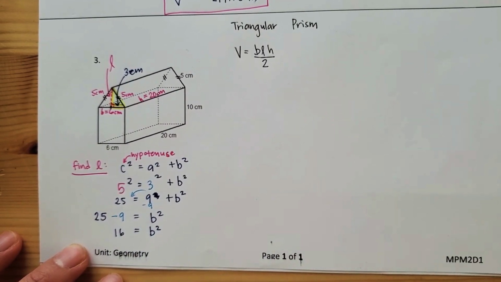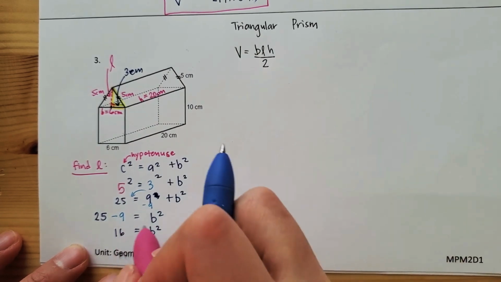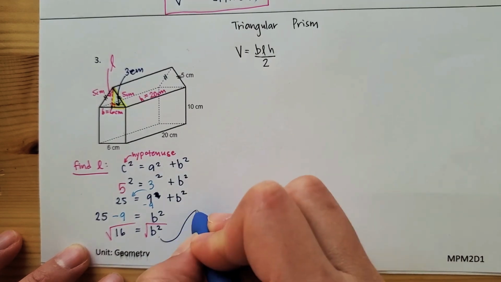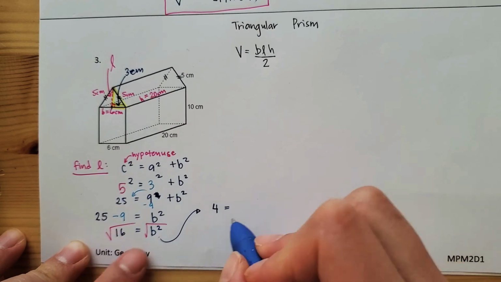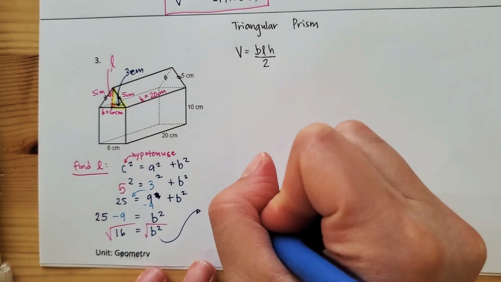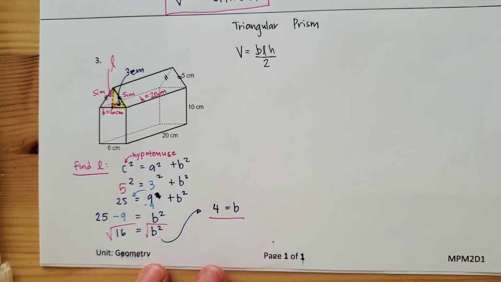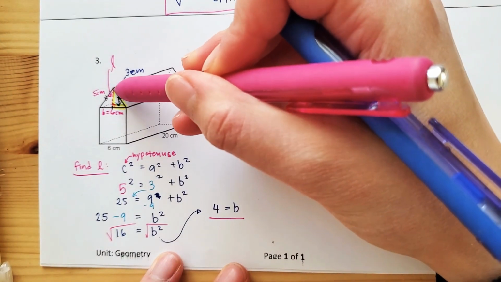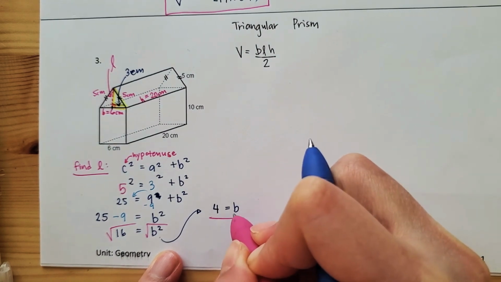And then you need to still isolate b, and the opposite of squaring b or squaring anything would be the square root. So you take the square root of both sides, you should get, ran out of space. The square root of 16 is 4, and square root of b squared is just b. So this is what we're going to use. And when I say B, I hope that's not confusing. B in this case is the length here. Okay.